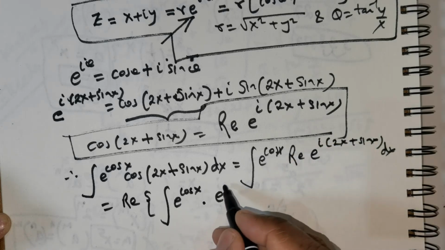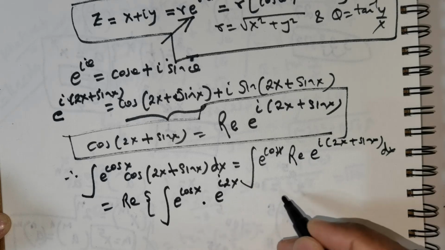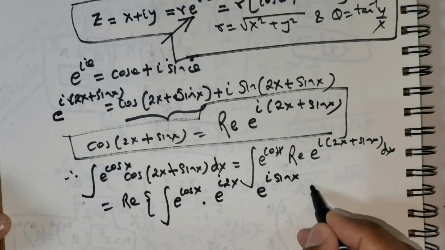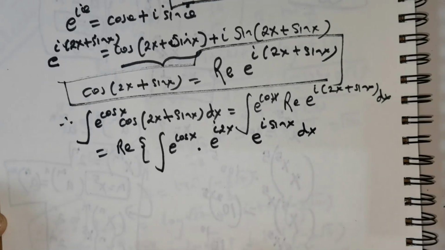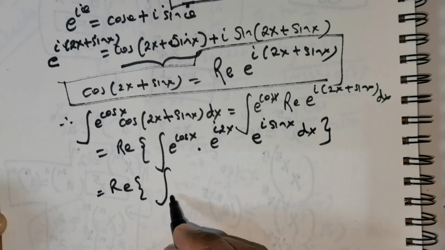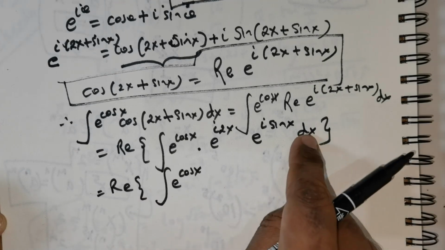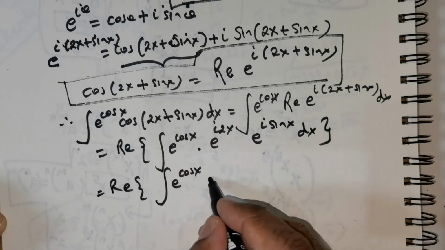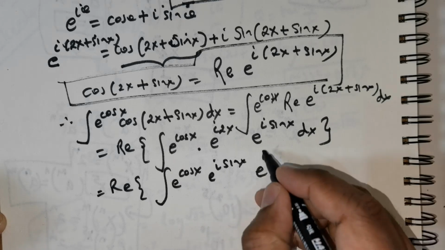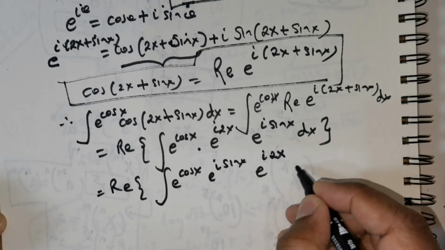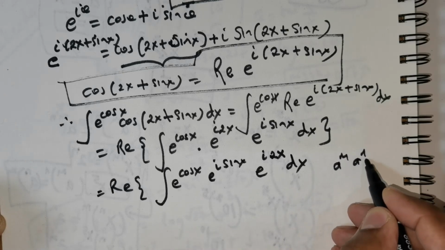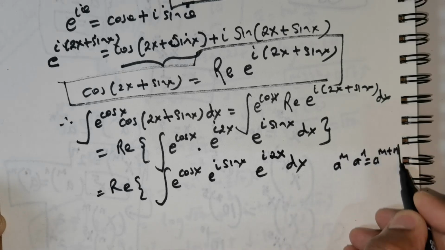So this is going to be e raised to the power of i times 2x times e raised to the power of i times sin x times dx. Now this is rewritten as real part of integral e raised to the power of cos x. I'm going to bring e raised to the power of i sin x together. So this is e raised to the power of i times sin x times e raised to the power of i times 2x times dx. Now a raised to the power of m times a raised to the power of n is equal to a raised to the power of m + n.